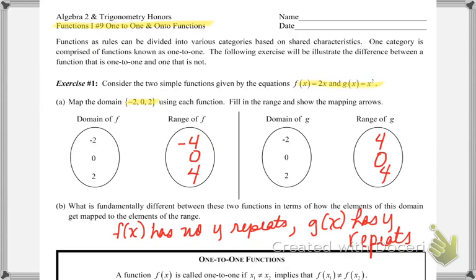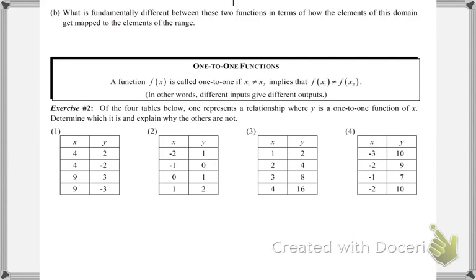So in a one-to-one function, there are no y repeats. So f of x1 will not equal f of x2. So it's a function, so no x repeats, and it's a one-to-one function when no y values repeat. In other words, different inputs give different outputs.